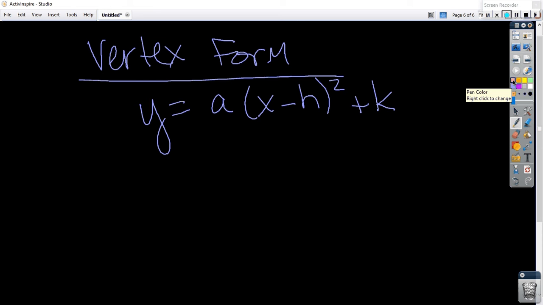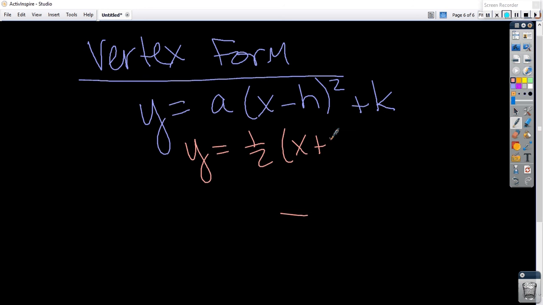Okay. Let me give you an example. y = 1/2 (x + 2) squared + 5. This is called vertex form because, surprise, it gives you the vertex. So H, K is my vertex. Looking at this example, before I do my vertex, tell me what you know about the parabola. Quadratic. Opens up. It's going to be big.